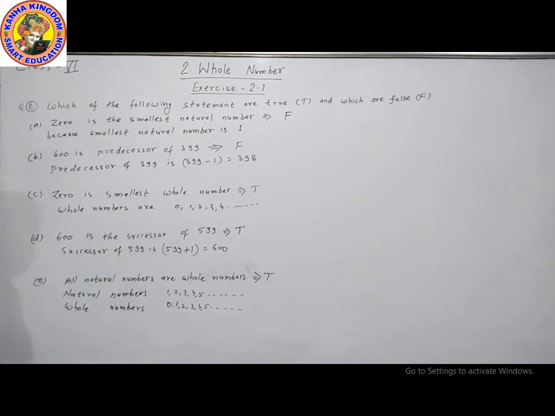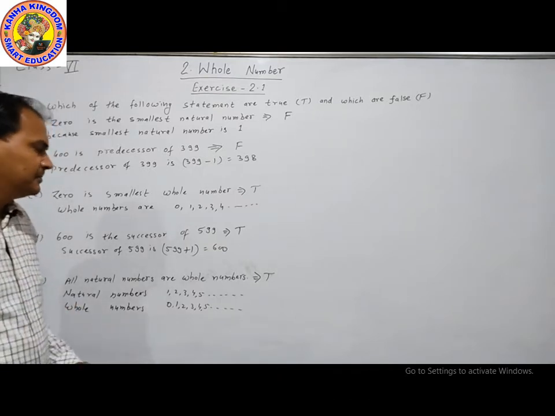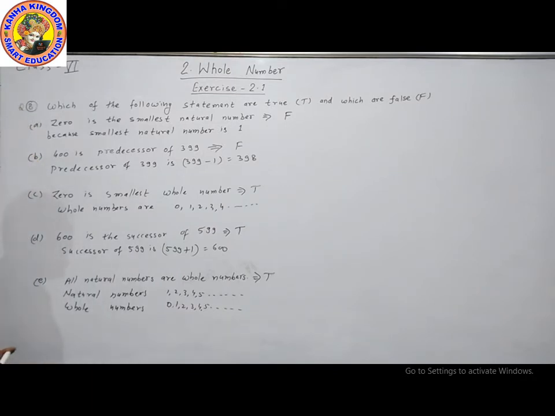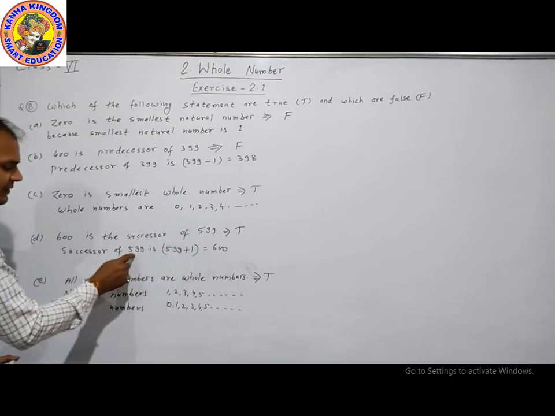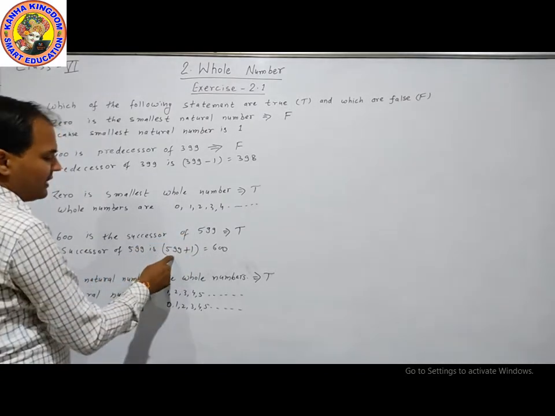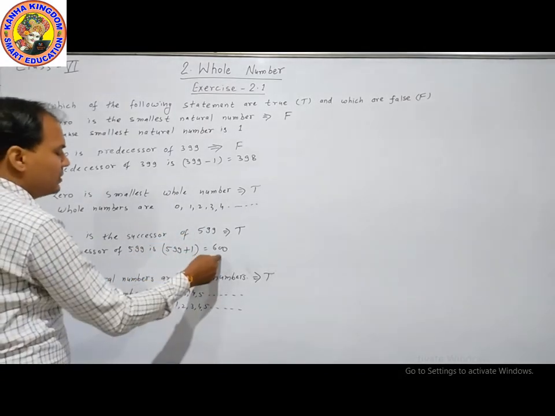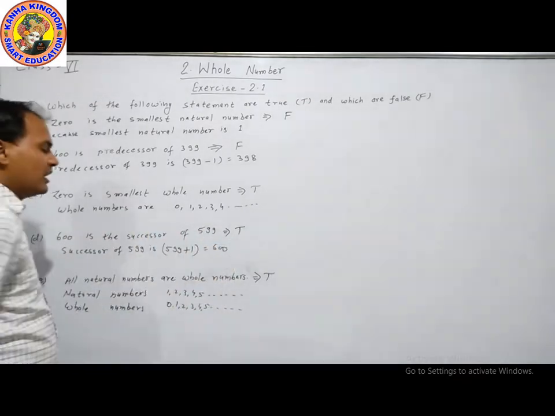D. 600 is the successor of 599. Successor is the next number. How to find out the next number? By plus 1. The successor of 599 is 599 plus 1 is equal to 600. Yes, this answer is true.